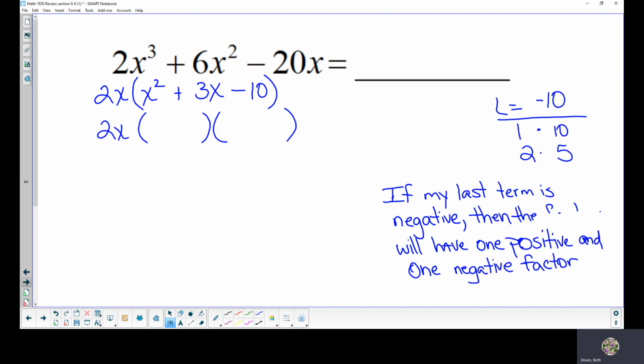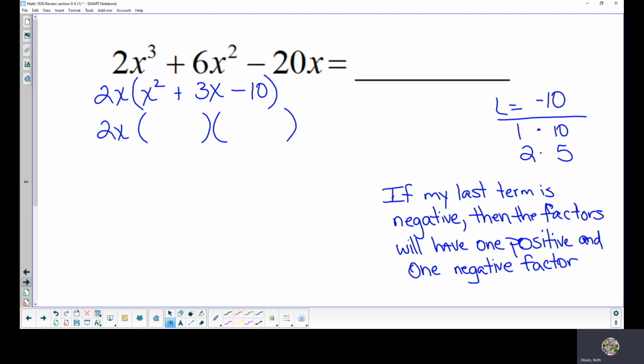So one will have to be positive and one will have to be negative. And I keep losing the words there. So then the factors, I just erased the whole side there. So my factors will have to be one of each.